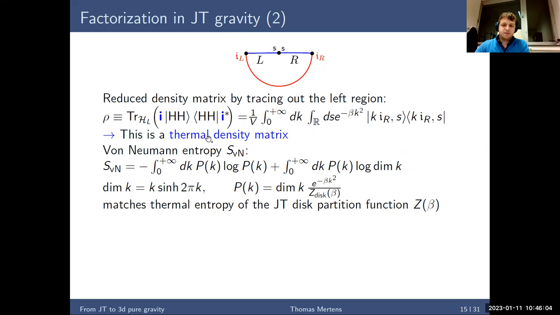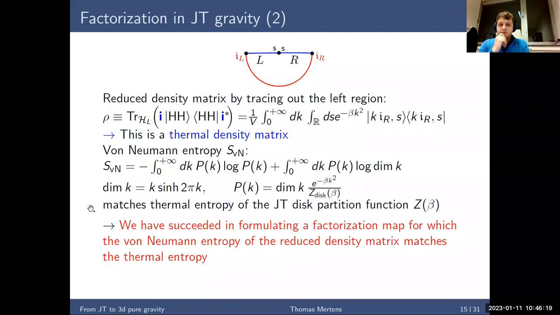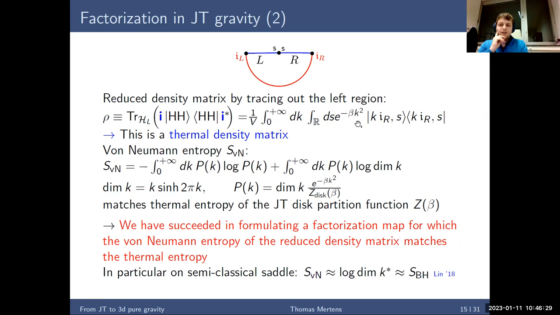In particular, this von Neumann entropy matches the thermal entropy of the JT disk partition function that we started with. So we already knew Z of beta, and we already knew how to compute the thermal entropy with this. But what we have done here is we have succeeded in formulating a factorization map for which the von Neumann entropy of the reduced density matrix matches this thermal entropy. And this is done fully quantum mechanically, but in particular on the semi-classical saddle, this von Neumann entropy is dominated by the second term. It's just log of the dimension of K, which is K sinh 2 pi K, evaluated at the saddle. And this was just the black hole entropy again.